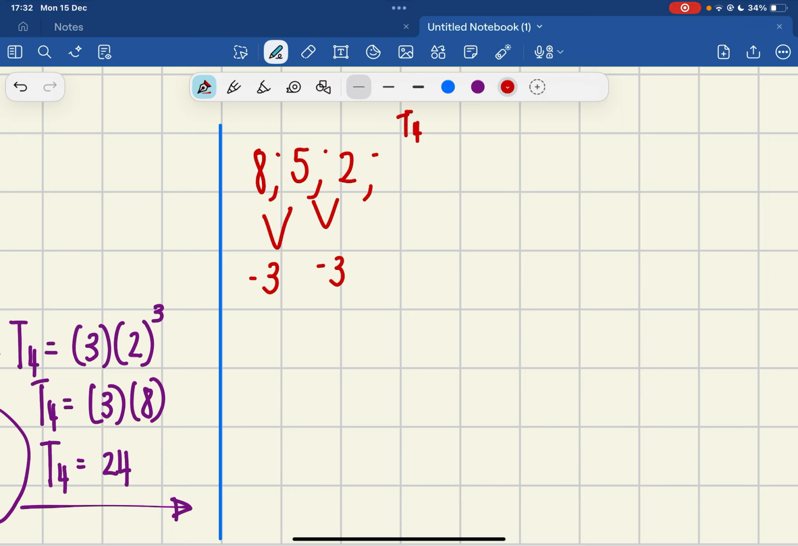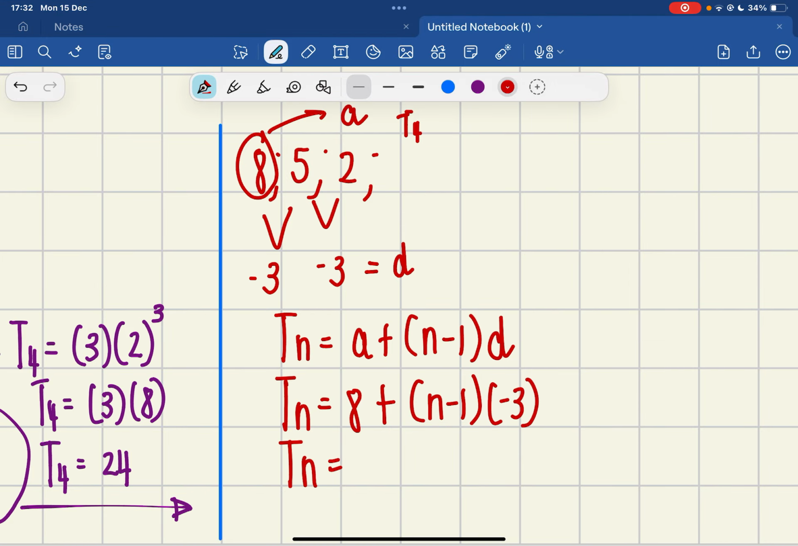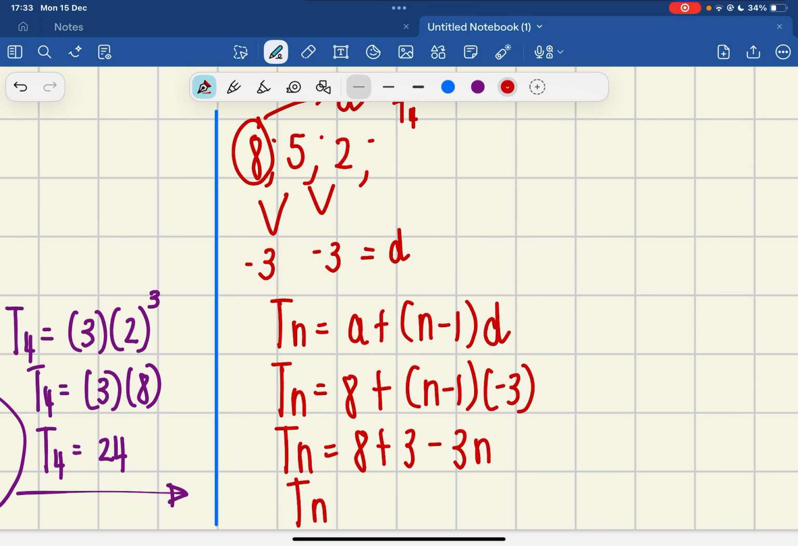So what would actually happen is we would have our T of n is equal to a plus n minus 1 d. So this would be our d, and our a, boys and girls, would be 8. So T of n is equal to 8 plus n minus 1 times d, which is negative 3. Therefore, T of n is equal to 8 plus 3 minus 3n. Therefore, T of n is equal to 11 minus 3n.